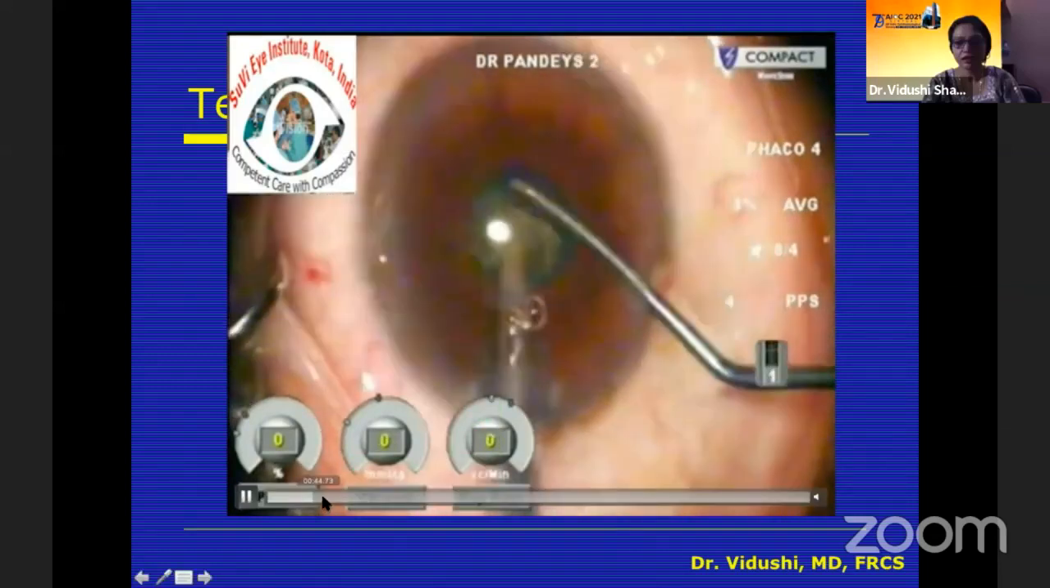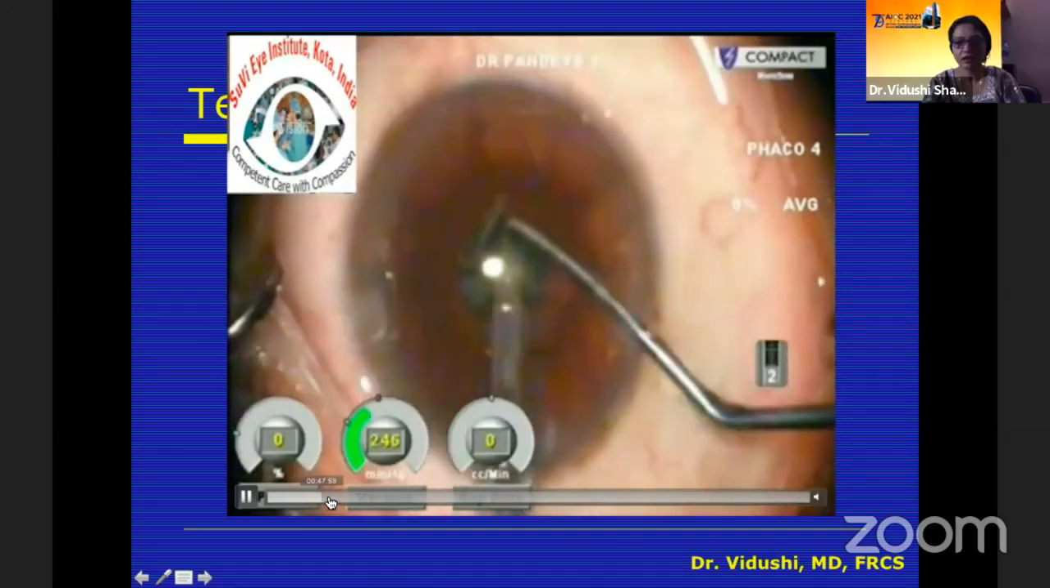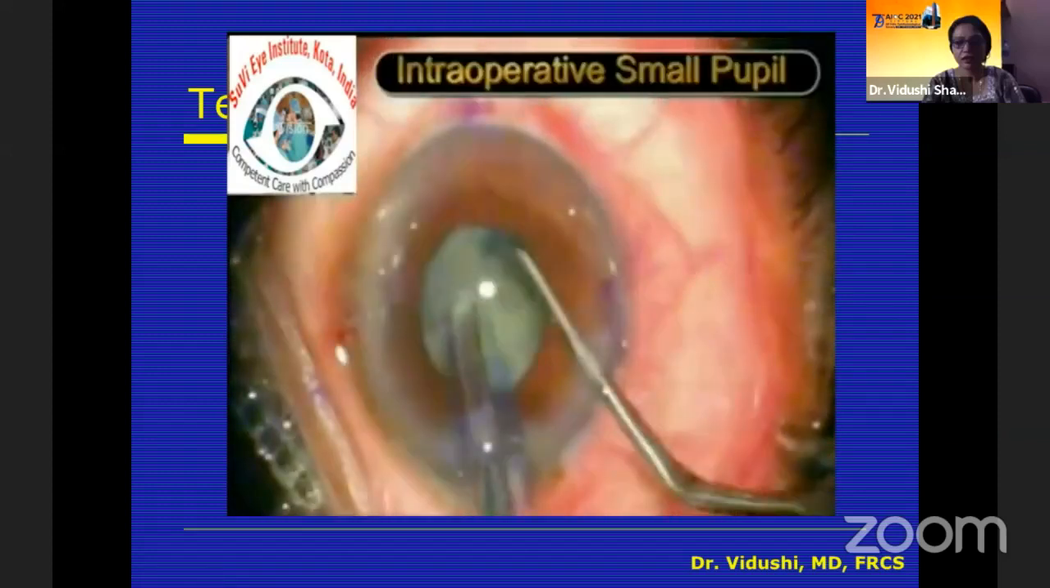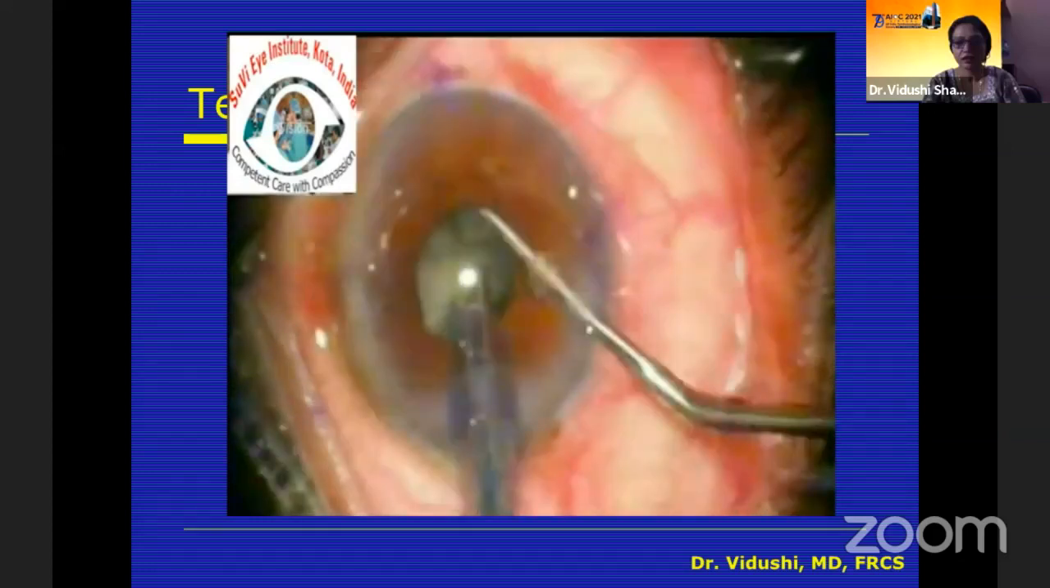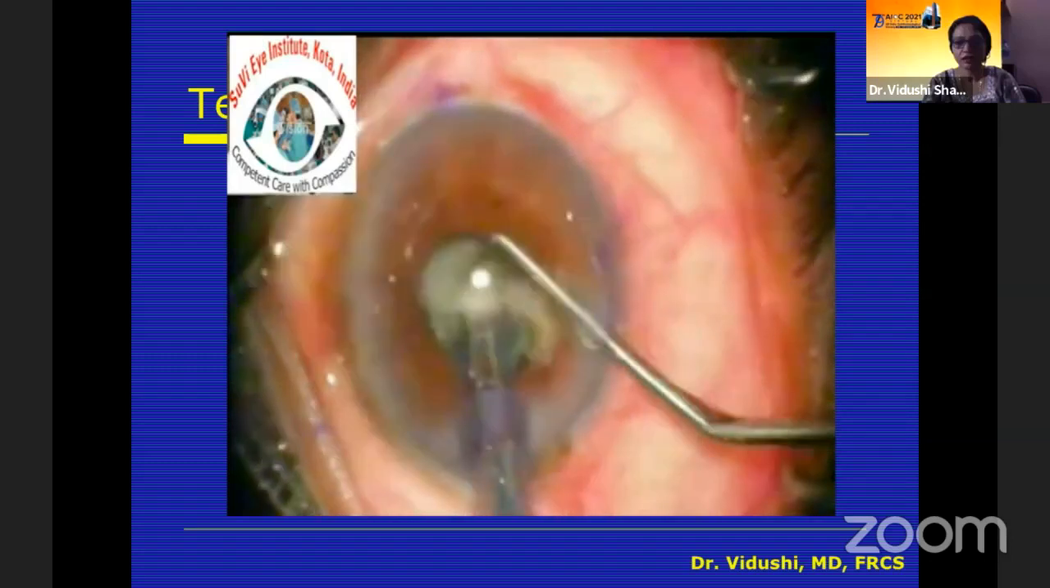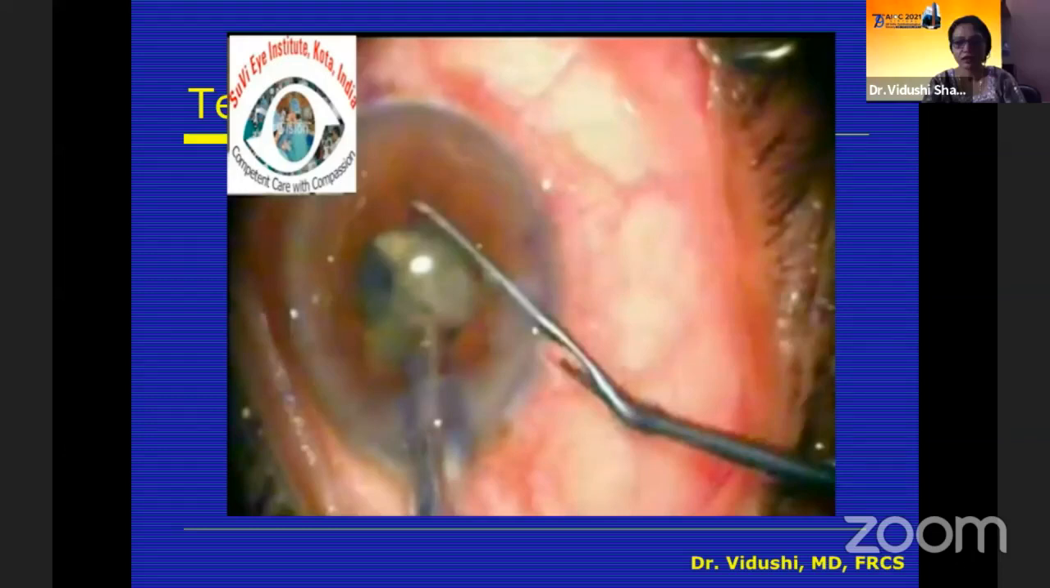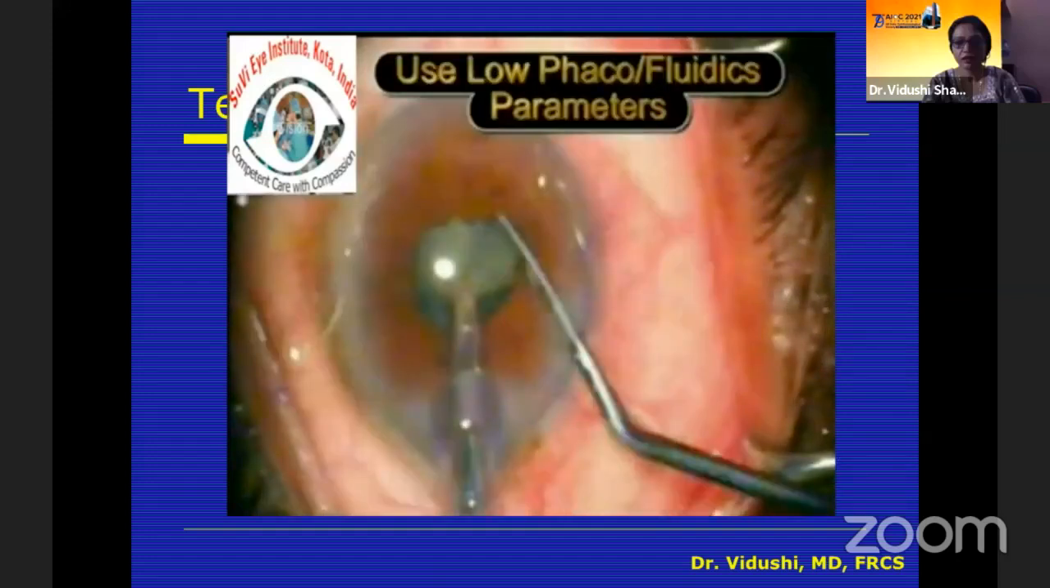So the different devices that are available: number one is viscomydriasis, using super cohesive viscoelastics and different high density viscoelastics that are now available, like Healon 5, which causes viscomydriasis. But along with that, as the viscoelastic is washed out of the anterior chamber, the pupil tends to come back to its normal position. So we have to keep re-injecting the viscoelastic that we are using, and this will obviously take some time. And also we need to have low bottle height, low fluidics, so that there is less turbulence and the viscoelastic does not wash out very easily, and we can perform this surgery.